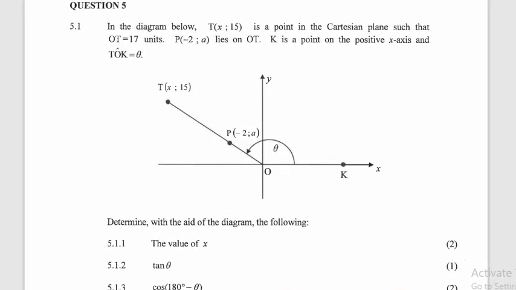So here we have question 5. Typically grade 10, 11 and 12 have a similar question 5. Now without wasting time, let's look at 5.1.